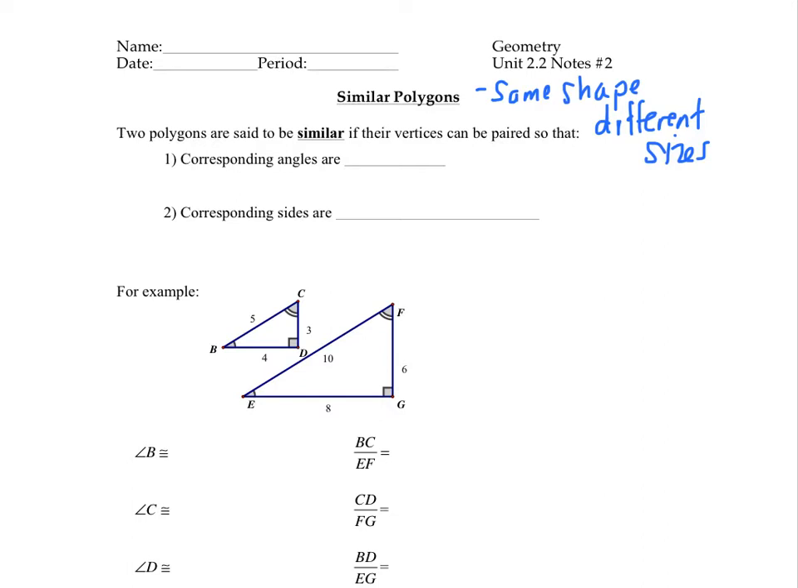And proving that they're similar is a little bit more specific than just saying they have the same shape. We can say that two polygons are similar if their vertices can be paired so that corresponding angles are congruent and corresponding sides are in proportion. In other words, when you compare all the pairs of corresponding sides, you have to get the same ratio every time. If you get even one ratio that's different than the others, then your two polygons are not similar.